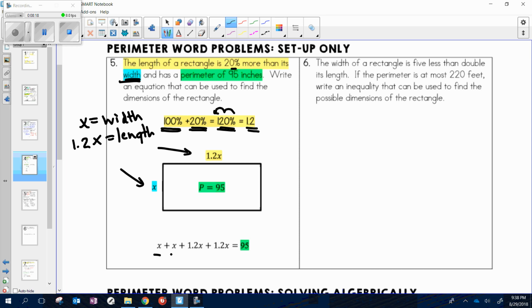This equation down here adds all 4 sides together. This is an X, this is a 1.2X. Add them all together and total 95. We're only setting these up.